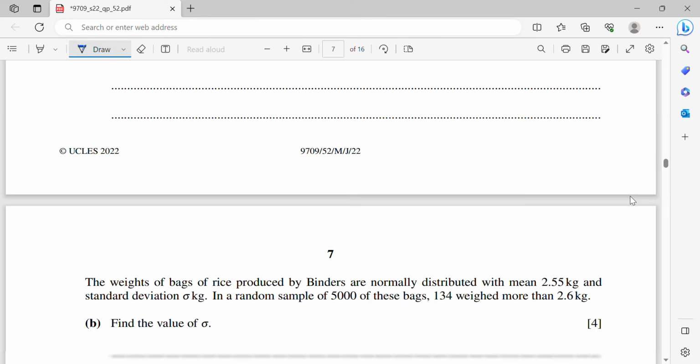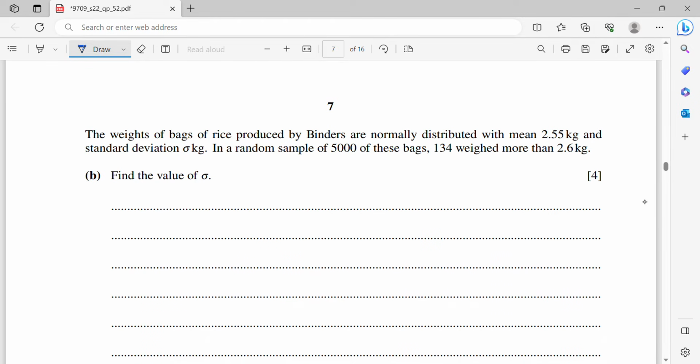So now let's move on to the next question. The weights of bags of rice produced by binders are normally distributed with mean 2.55 kg and standard deviation sigma kg. In a random sample of 5,000 of these bags, 134 weigh more than 2.6 kg. Now find the value of sigma.